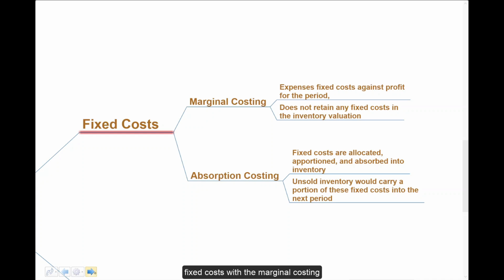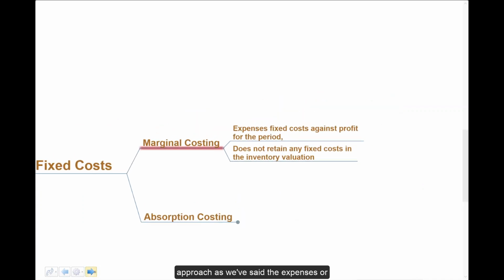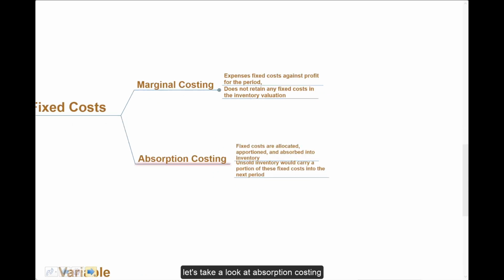So when we think about fixed costs with the marginal costing approach, as we've said, the fixed costs are expensed, charged against profit for the period. So it expenses fixed cost in that period, in that month, in that quarter, in that year. And in addition, and this is the first time that we've mentioned this, this is important, it does not retain any fixed costs in inventory. I'm talking about in closing inventory, unlike what we'll see below, which is absorption costing, which does build fixed costs into inventory valuations. Let's take a look at absorption costing.